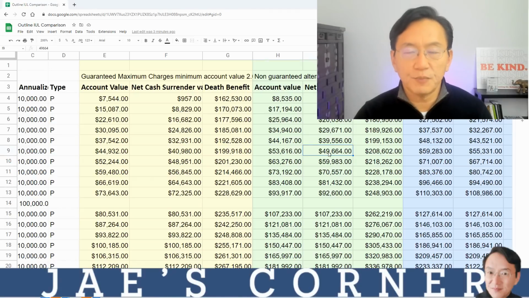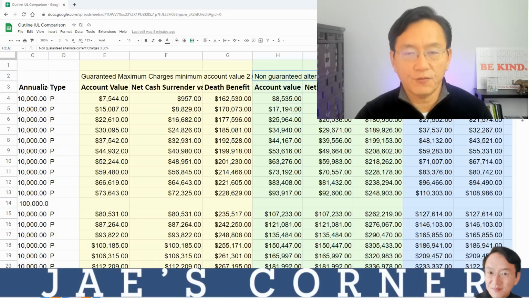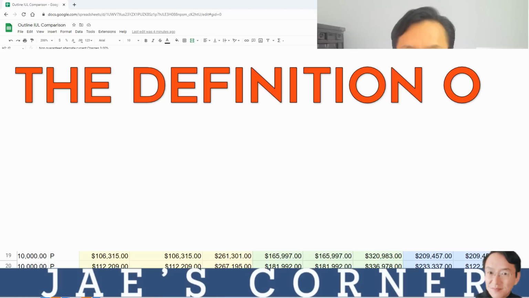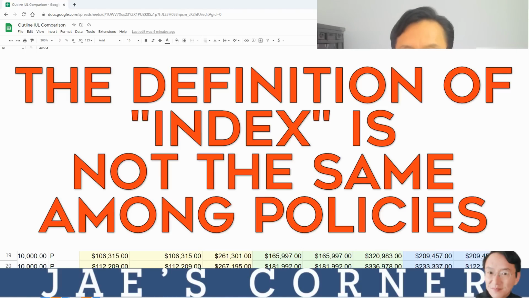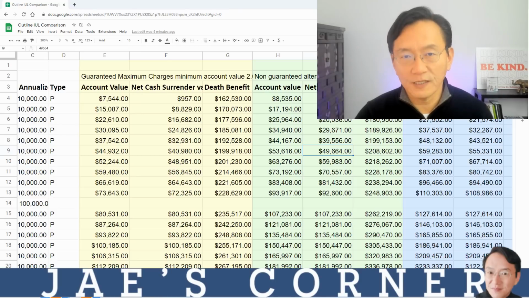49,664. This presumed that the account value was accreting at 3% a year after taking out those two expense numbers that I told you. And at the end of 5 years, what you see is 49,664. Well, the question is how do you actually accumulate the 3%? And now we have more details.